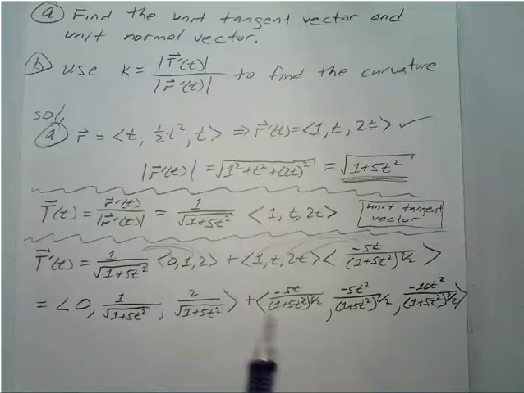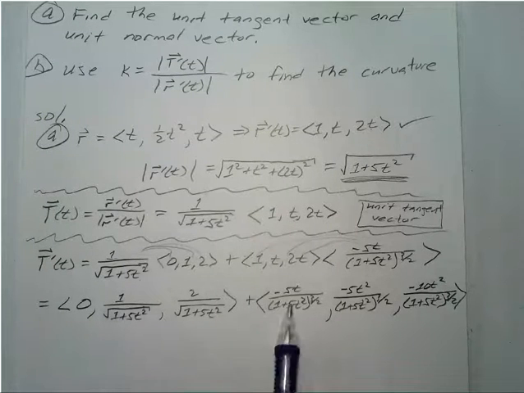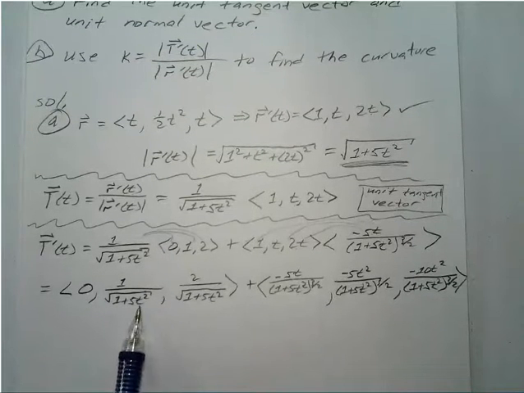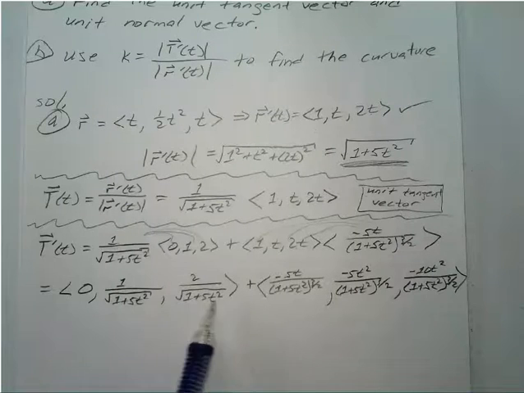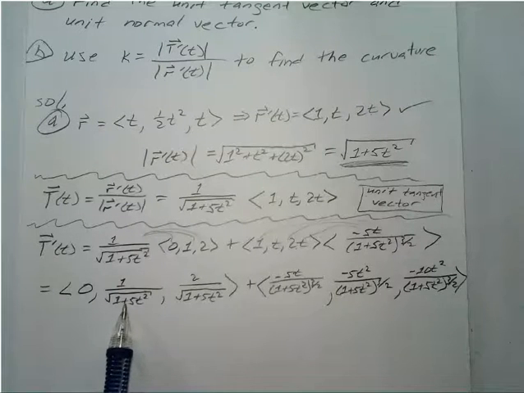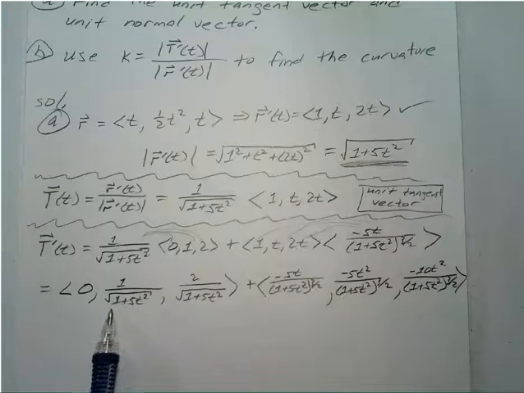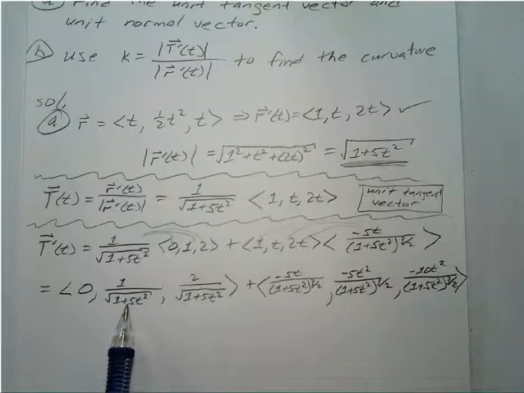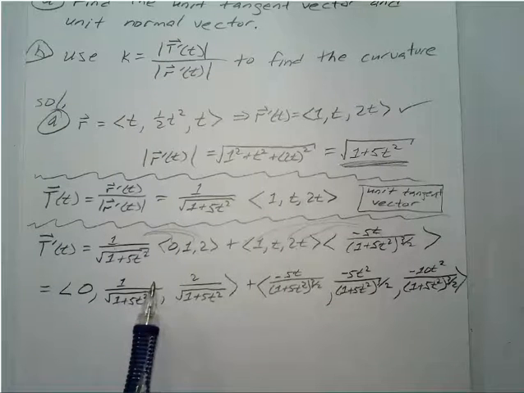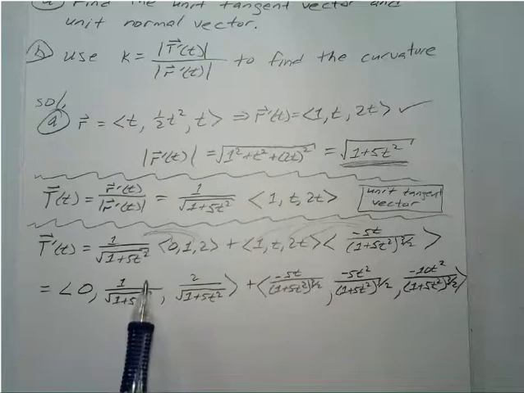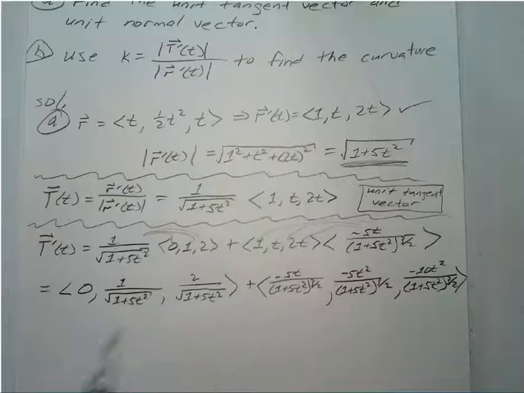All right, so now when we add our vectors, we add our first components, our second components, and our third components, but we can't do that until our denominators match. So now what we have to do is, if you remember, the square root of 1 plus 5t squared, if you square that whole thing, you just get 1 plus 5t squared. So that's what we're going to do. We're actually going to multiply each of these by 1 plus 5t squared over 1 plus 5t squared.